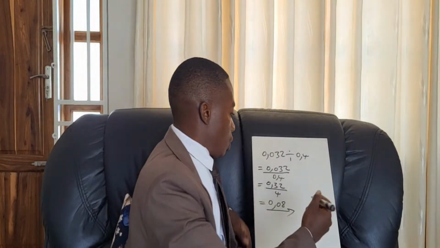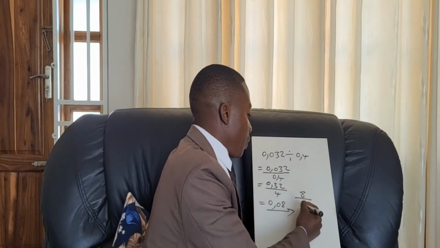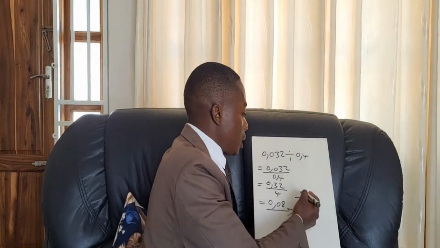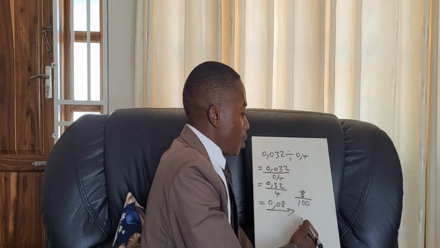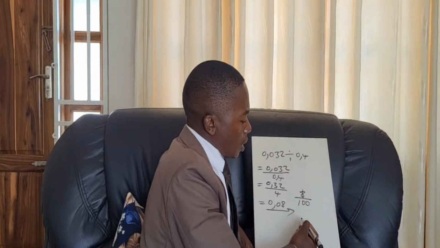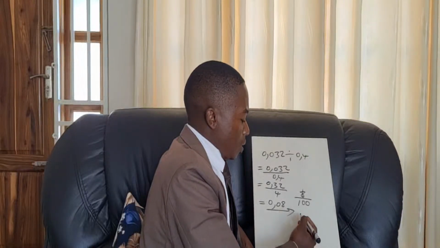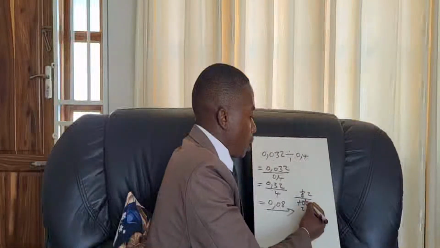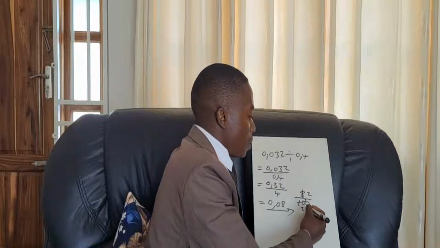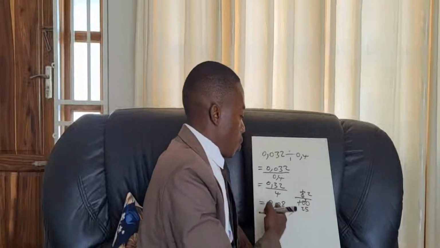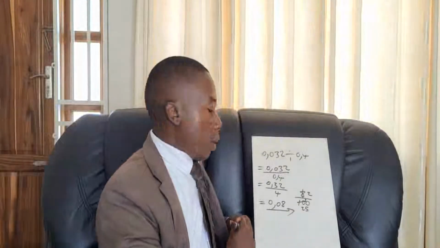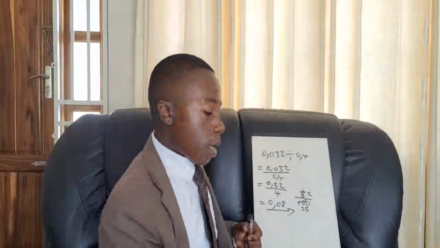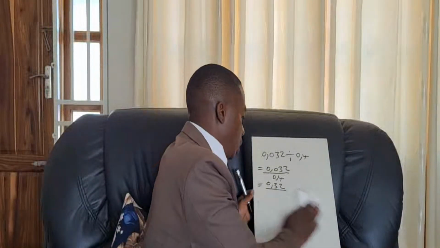Or 8 over 100. But 8 over 100 has to be reduced, right? You can reduce it by 4. Yes, 4 into 8 here, 2 times. Then 4 into 100, how many times? That's 25 times. So either this or 2 over 25, because they just asked us to evaluate. So you can leave it like that or 2 over 25, it is up to you. Now let's move on to the next question.